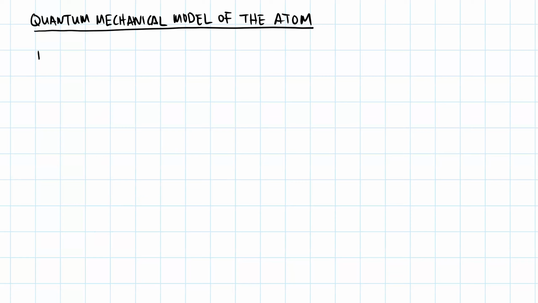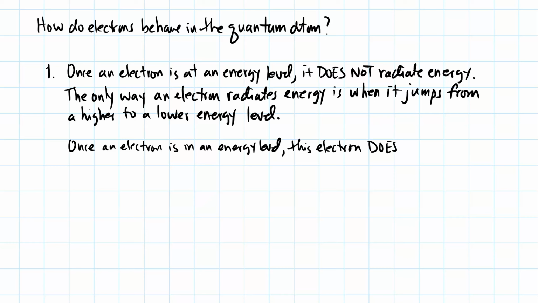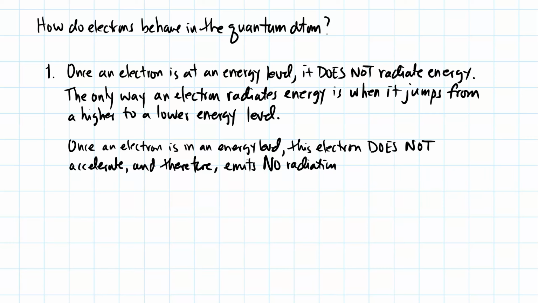So in the quantum atom, once an electron is in an energy level, this electron does not accelerate, and therefore emits no radiation, which implies the atom is stable.